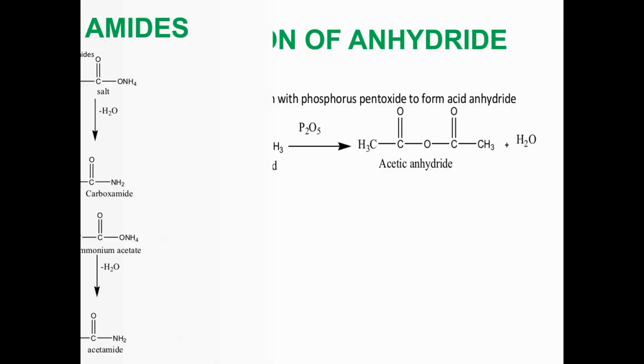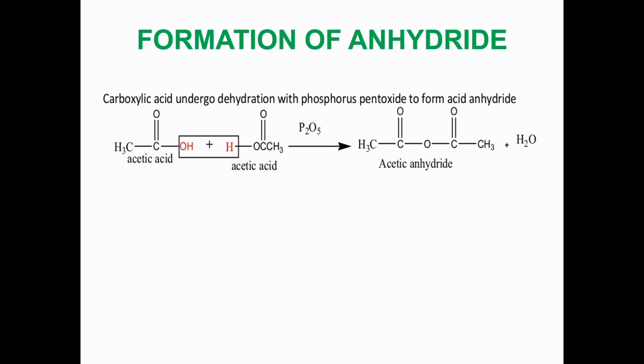Carboxylic acid can also be employed in synthesis of anhydride. In anhydride, two acids come together and water is eliminated to form anhydride. And this water cannot be eliminated without a dehydrating agent. In this case, phosphorus pentaoxide is employed to remove water from 2 moles of carboxylic acid to form an acid anhydride. So if the acid employed is acetic acid, we're going to have acetic anhydride. Remember, it must be similar acids to form anhydride.